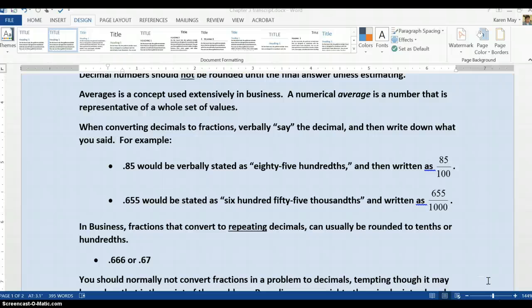When converting decimals to fractions, verbally say the decimal and then write down what you said. For example, 0.85 would be verbally stated as 85 hundredths and then written as 85/100. And another example, 0.655 would be stated as 655 thousandths and written as 655/1000.